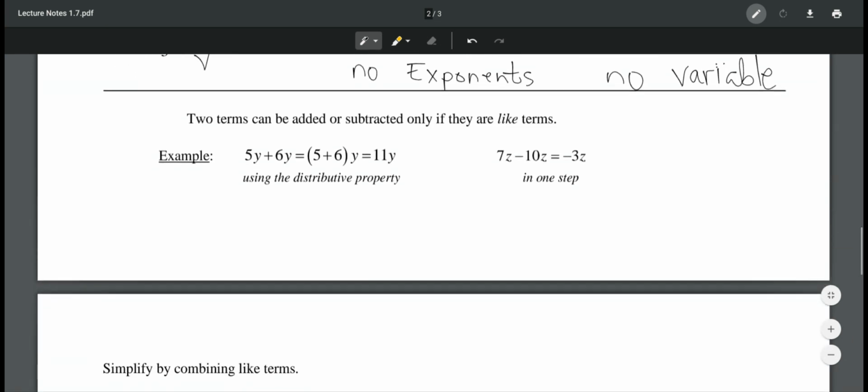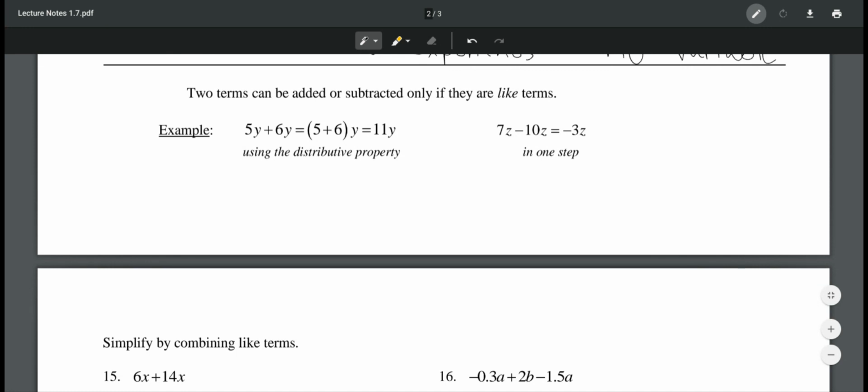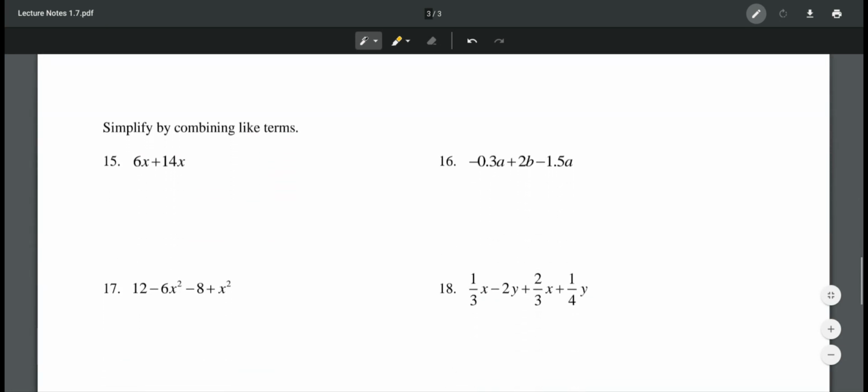Okay, now in order to add or subtract like terms, once you decide they are like, the example 5y plus 6y, since they are like terms, we're going to add the coefficients 5 and 6 and get 11y. Here we have 7z minus 10z. They are like terms, so what you should be thinking is 7 minus 10z. You look at the coefficients, the numbers out in front, and then you subtract them and you get negative 3z. So we're going to do several of those problems.